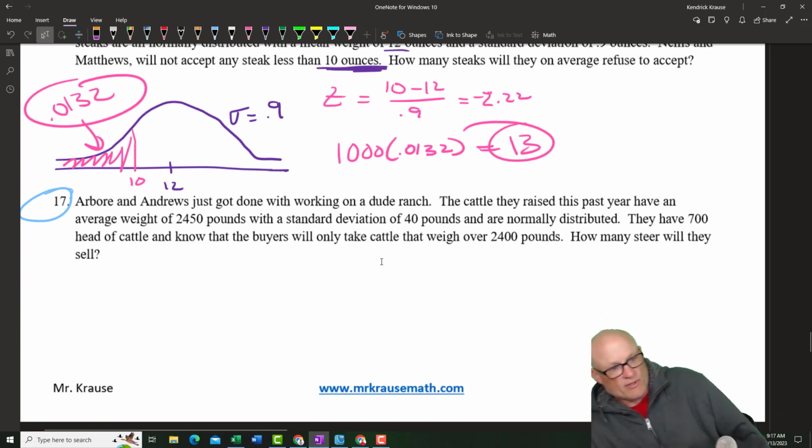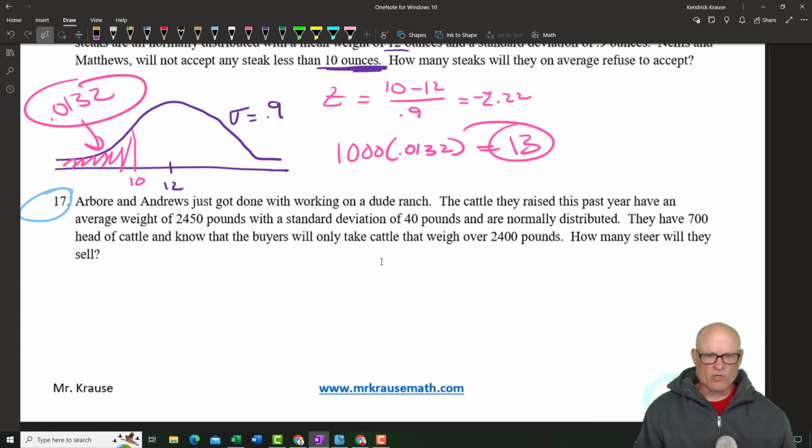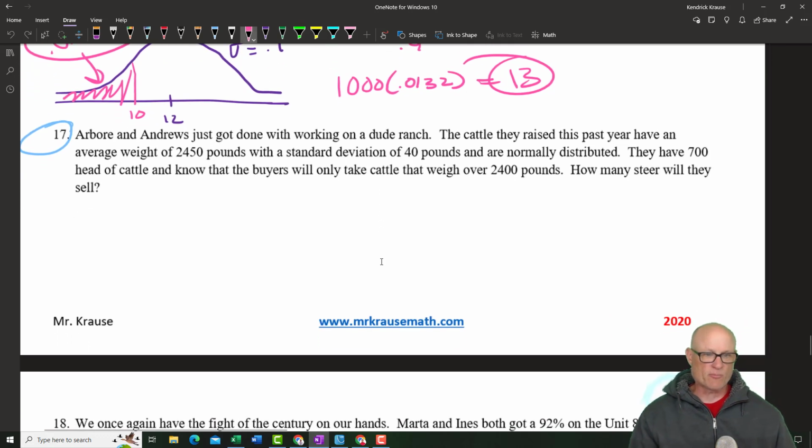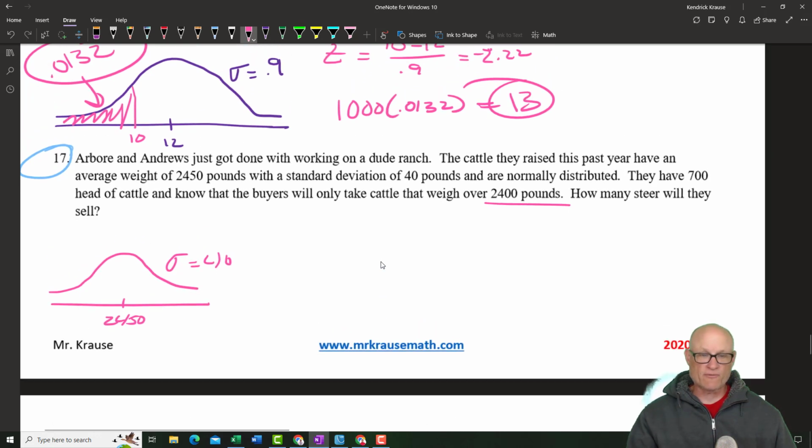All right, that question took a minute 50. And whatever. So the Arborian Andrews just got done working on their dude rents. The cattle they raised this past year have an average weight of 2,400 pounds with a standard deviation of 40. Boom. Let's get it on there. Normal distribution. 2,400 pounds for this cattle. And we got a standard deviation of 40 pounds. They have 700 head of cattle. And they know buyers will only take cattle that weigh over 2,400 pounds. So we want over 2,400 pounds.